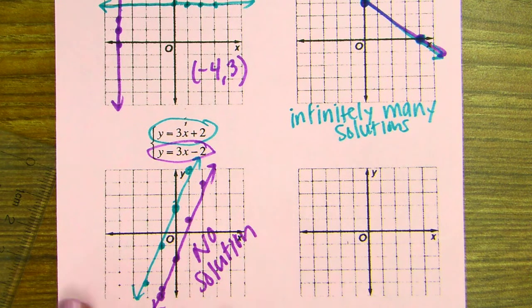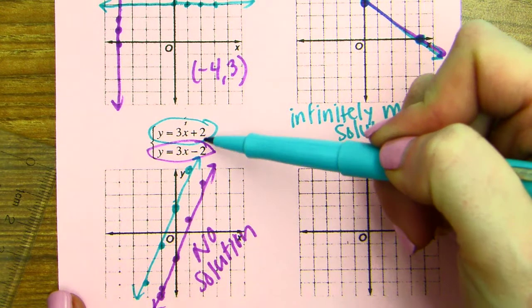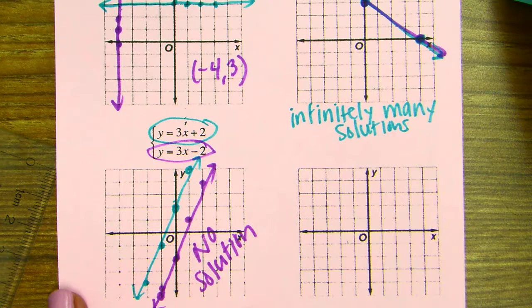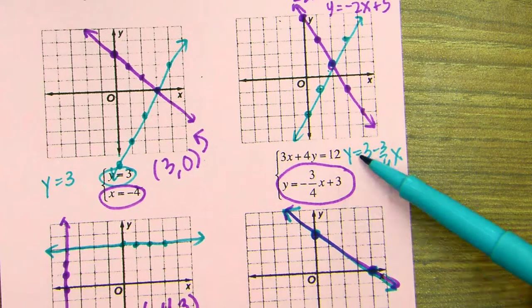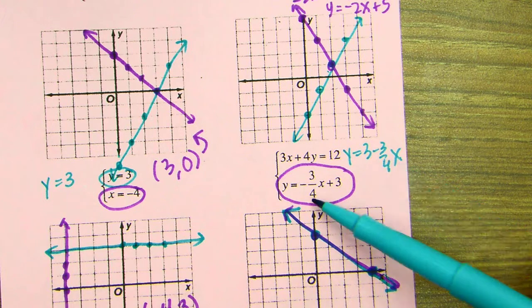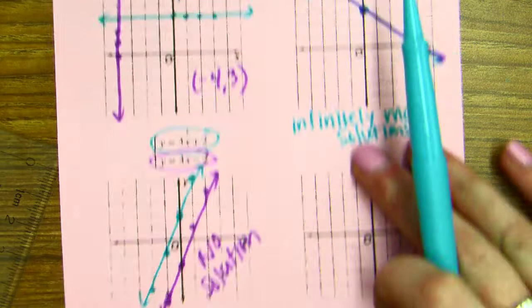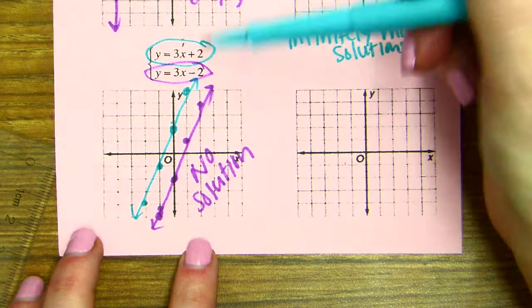And I can tell that's going to happen because they have different y-intercepts, but they have the same slope. Where if I go back to that last example, they have the same y-intercept, positive 3, and the same slope, negative 3/4. So no solution is same slope but different y-intercepts.